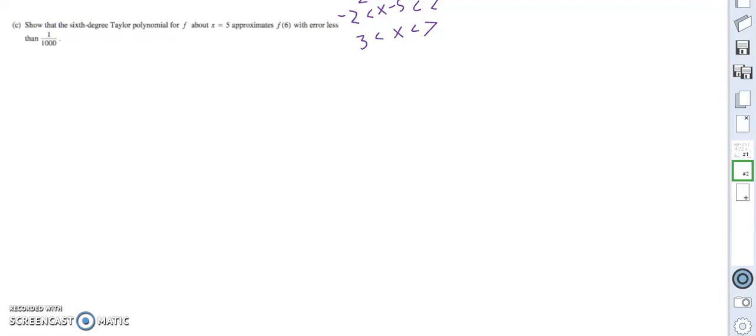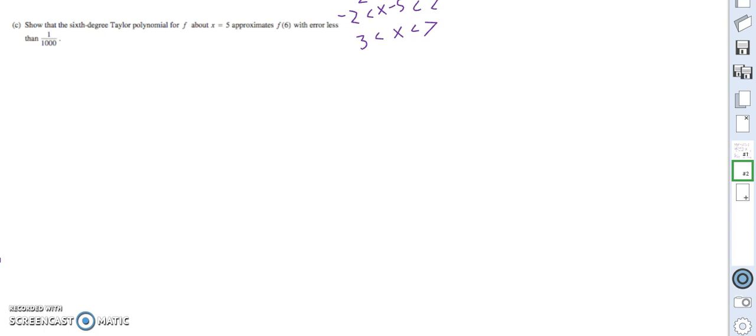Show the 6th-degree Taylor polynomial for f about x equals 5 approximates f of 6 with error less than 1 over 1,000. So this is an error question. An error question means I'm going to do one of two things. Either it's an alternating series, and I'm going to be able to figure out the error based on looking at the first term I leave off, right?